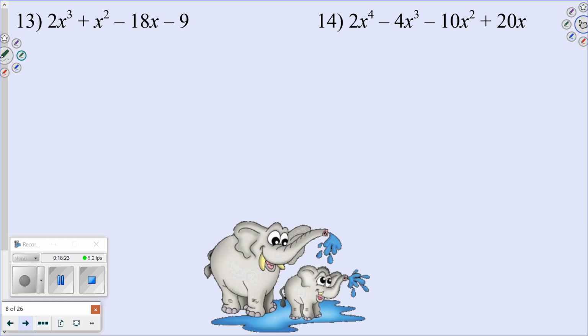All right, so number 13, looking there, we are going to group the first 2 and the last 2. Don't lose that sign on that third term in. Make sure it still stays with it. Now, I am not factored right here.